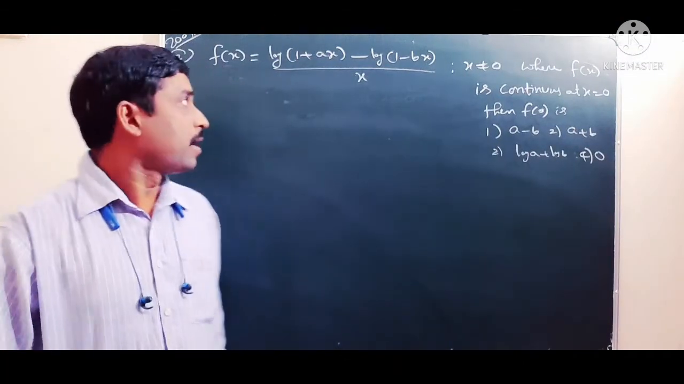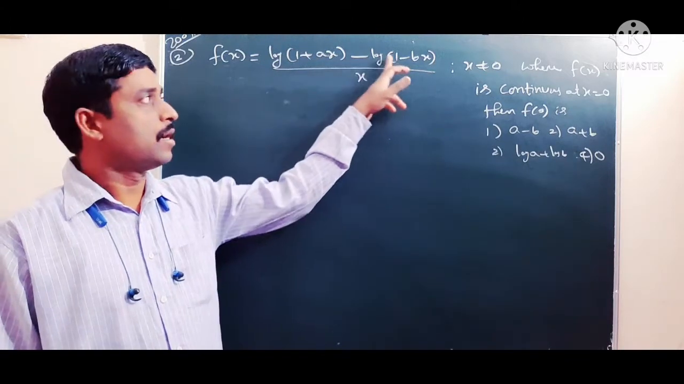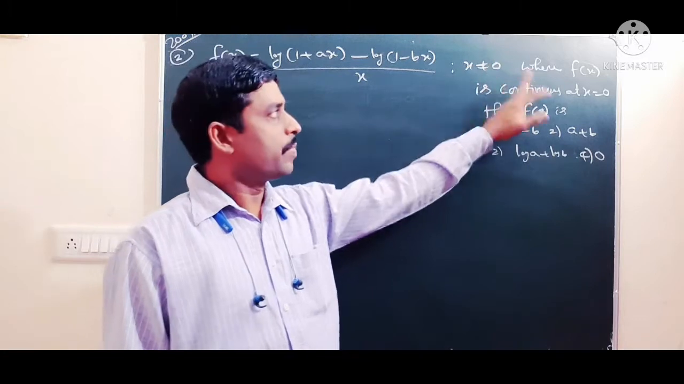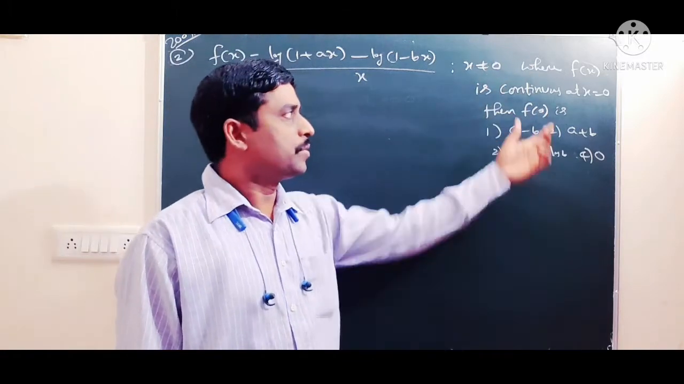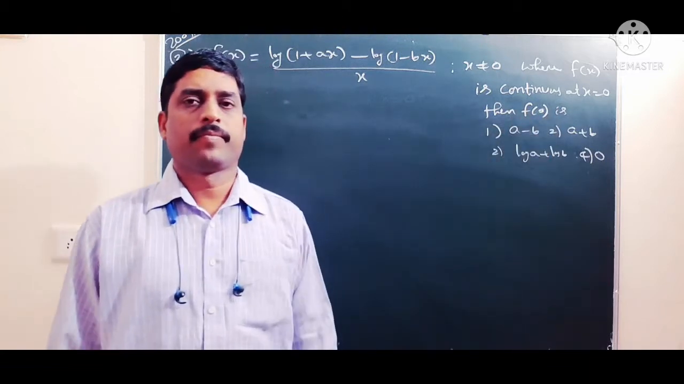This is from the 2009 question. F of x is equal to log of 1 plus ax minus log of 1 minus bx, by x, if x is not equal to 0. Where f of x is continuous at x equal to 0, we have to find f of 0.